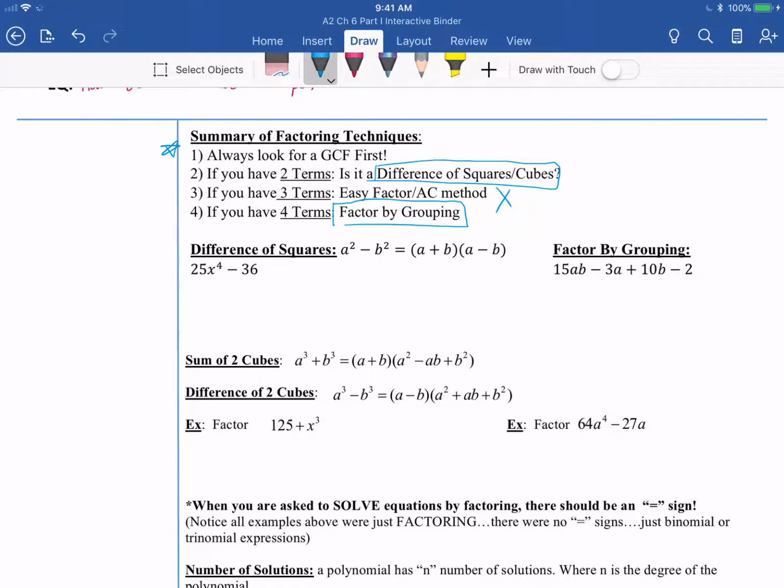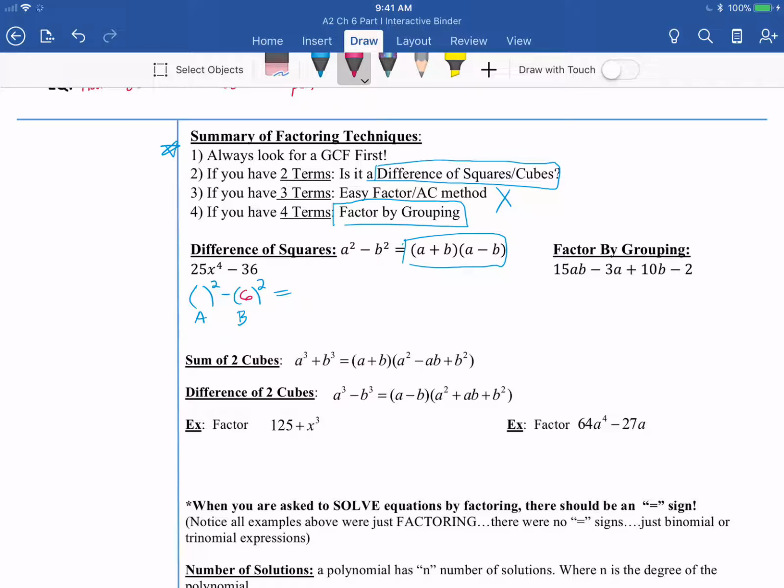Difference of squares is the first one. So if you have a squared minus b squared, that's the same thing in the factored method as a plus b and a minus b. Here I have to look at what squared gives me 25x to the fourth and what squared gives me 36. And that's going to be my a and my b. That's a little bit tricky to look at first. This 36 is kind of a little bit easier though. What squared gives me 36? 6 squared gives me 36, so my b is 6.